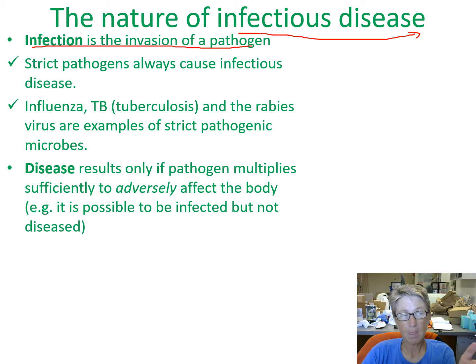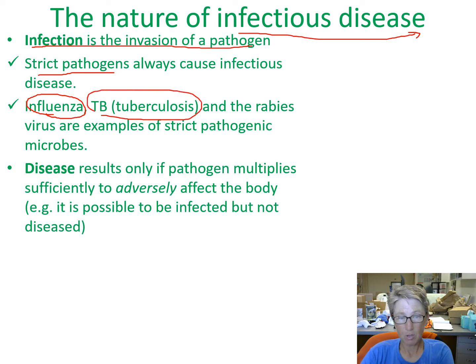Now you can be infected, but you might not get the disease. So just because you're infected with something doesn't mean that you definitely will get the disease. But it does mean that the pathogen has invaded your body. And we've said this before, this type of pathogen, a strict pathogen, will always cause infectious diseases. Examples of strict pathogens include the virus that causes influenza, the bacteria that causes tuberculosis, and the rabies virus. They're all strict pathogenic microbes.